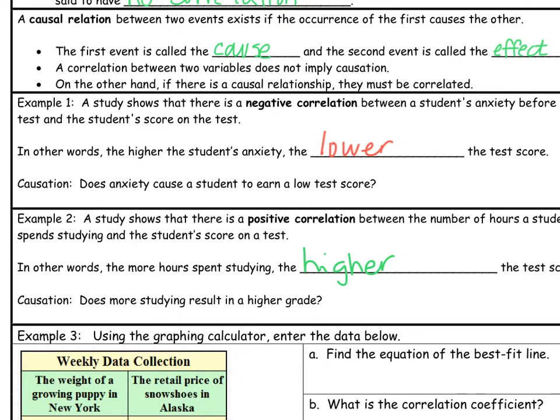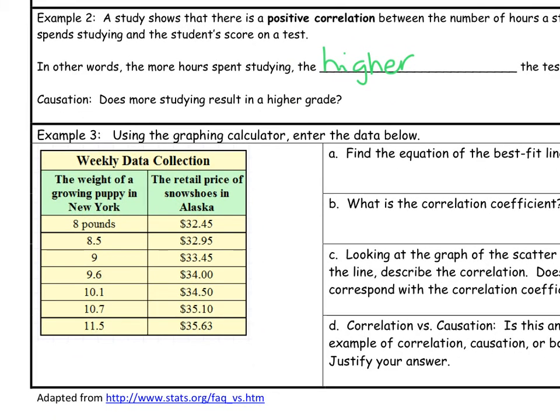So we're going to use the graphing calculator to enter the data in the table below. So this data is the weight of a growing puppy in New York and the retail price of snowshoes in Alaska. So when you first look at it, is there any relationship between those two? And we're probably going to say no. Is there a correlation between the two? So put that data in list 1, which would be the weight of a growing puppy in New York, and in list 2 is the retail price of snowshoes in Alaska. And then when you're done, you need to find the equation for the line of best fit.